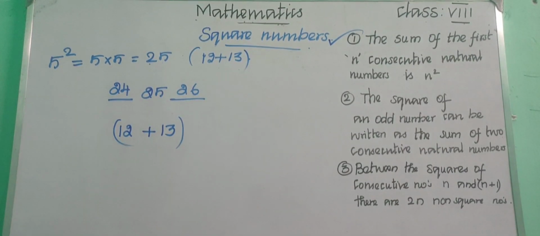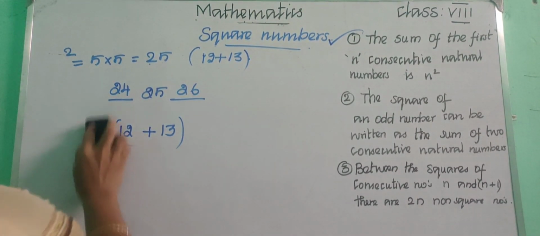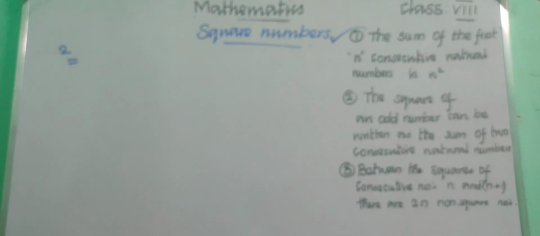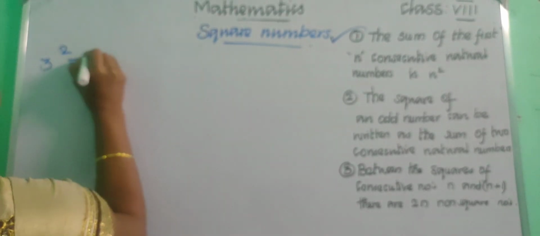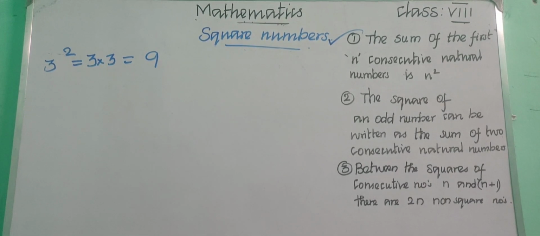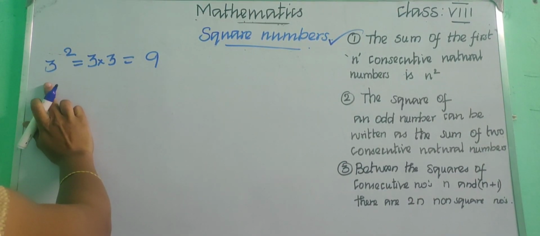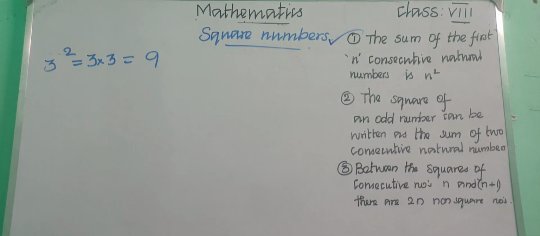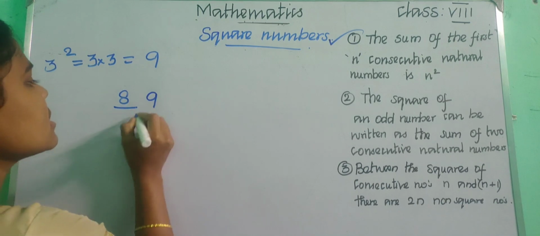Okay, so let us check another odd number. Let us take 3 squared. Let us check the small numbers first. So 3 squared means 3 into 3, that is 9. Okay, children, 3 is an odd number, so we are choosing an odd number. We got the square of 3, that is 9. So how will you write it as the sum of two consecutive natural numbers? Let us find the predecessor of 9. What is the predecessor of 9? 8. Okay, what is the successor of 9?